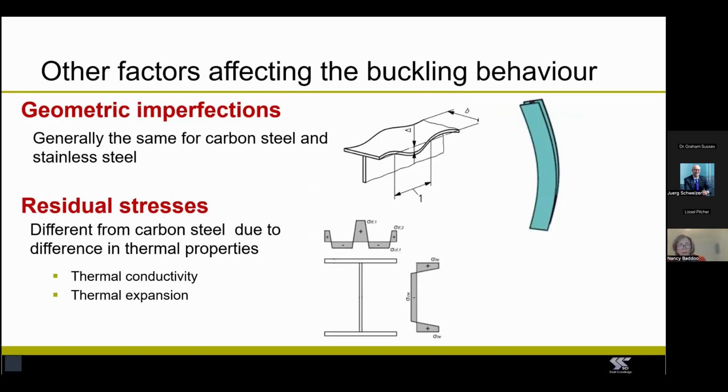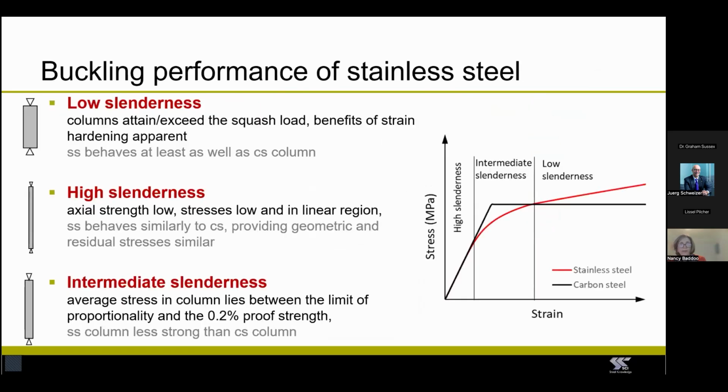And we'll see in this slide, not all the buckling modes are affected to the same degree by the non-linearity of the material characteristic or the residual stresses. For example, global buckling is known to be more affected than local buckling by these factors. So let's look at columns with low slenderness. That means short columns. The resistance is governed by yielding, and therefore the beneficial effect of strain hardening will result in a stainless steel column reaching a larger resistance than a carbon steel column.